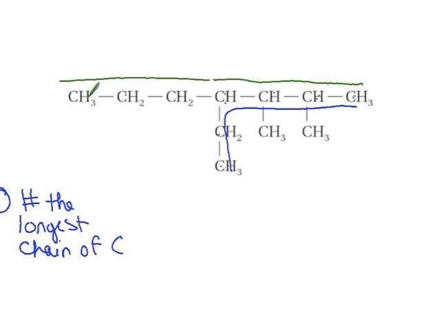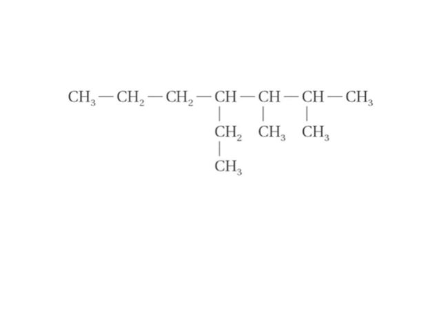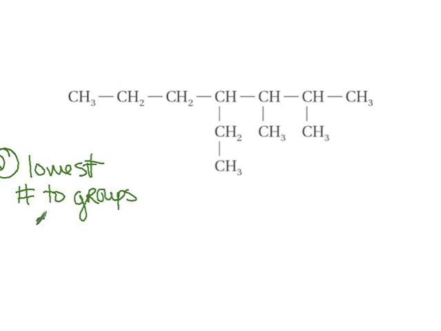So we're going to number the longest chain. That's our first step. When we do that to number the chain, that's the first step. You find the longest chain and you number it. Now, how do we number it? Step 2 is you start with the end that gives the groups hanging off the lowest number. So lowest number to groups off chain.